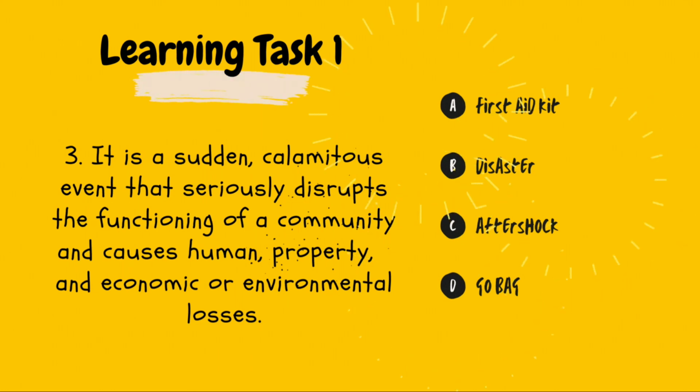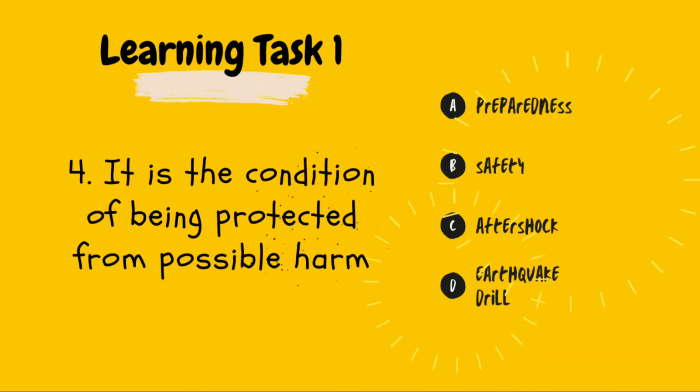Number 3. It is a sudden calamitous event that seriously disrupts the functioning of the community and causes human, property, and economic or environmental losses. Is it A. First aid kit, B. Disaster, C. Aftershock, or D. Go bag? Number 4. It is the condition of being protected from possible harm. A. Preparedness, B. Safety, C. Aftershock, or D. Earthquake drill.